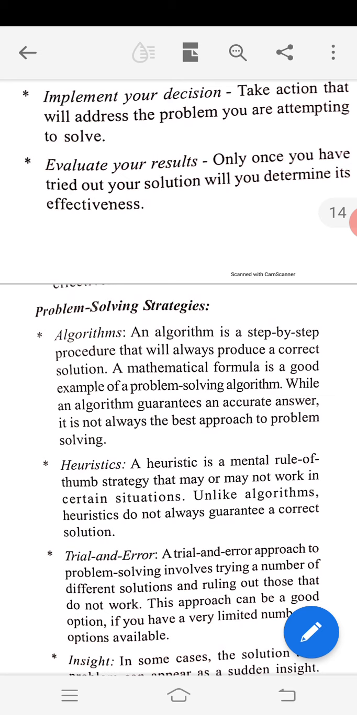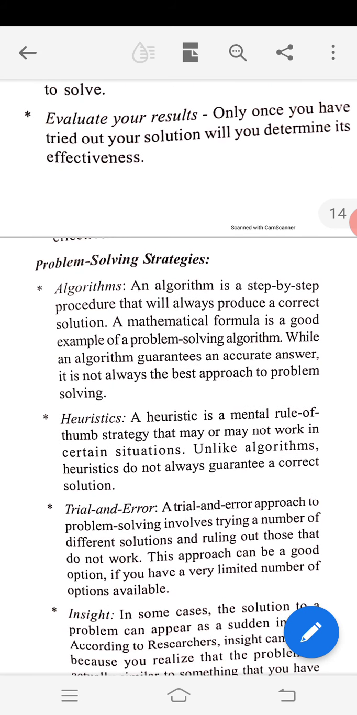In an algorithm, we take a step-by-step procedure to solve the problem and produce the correct solution. So in the algorithm stage of problem solving, we create a step-by-step procedure to solve the problem. A mathematical formula is a good example of a problem-solving algorithm.